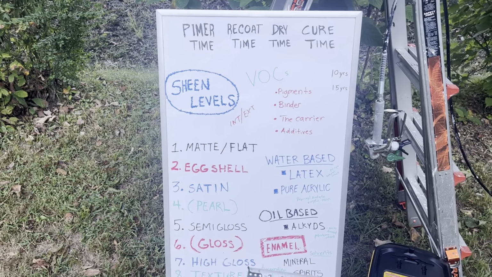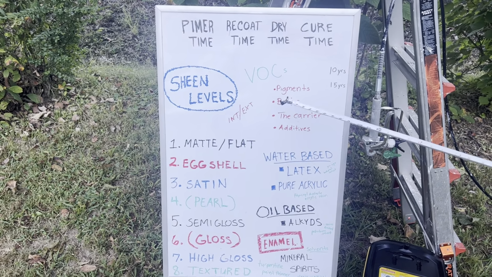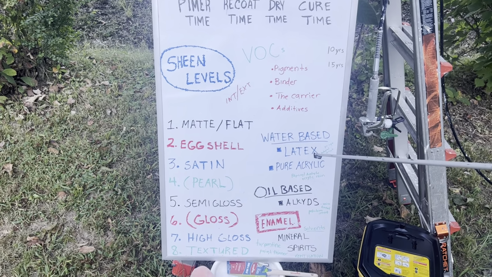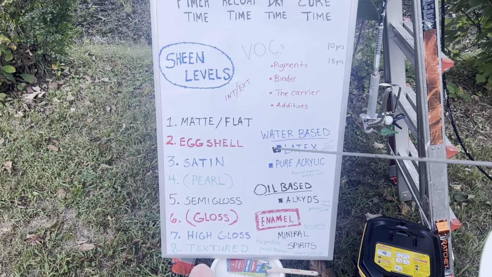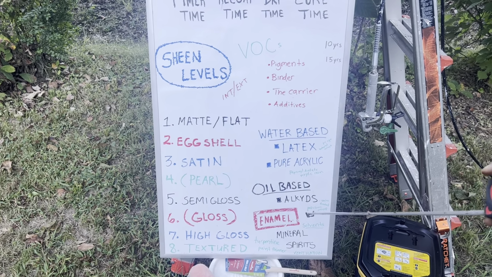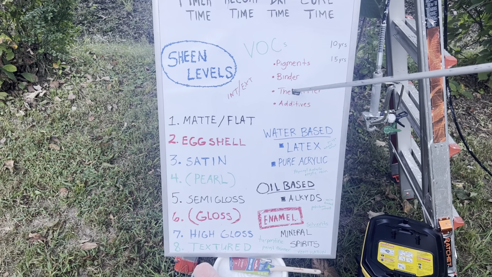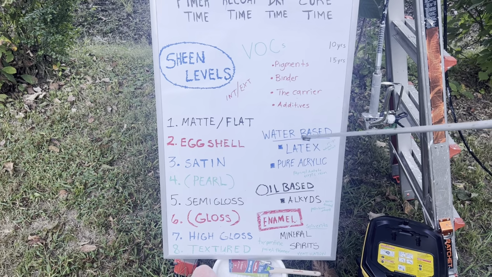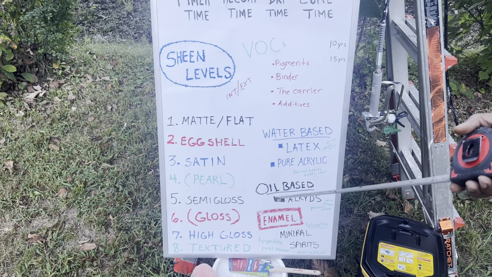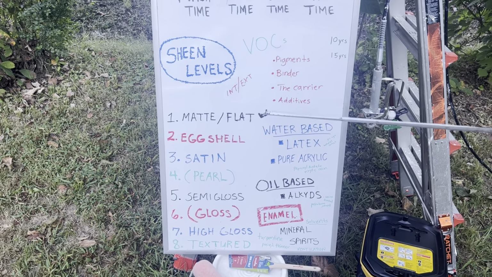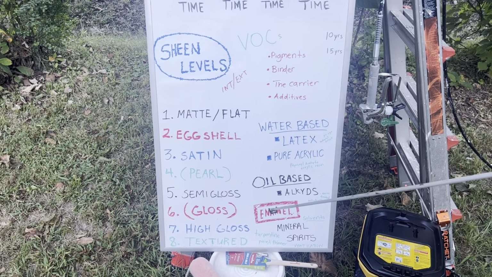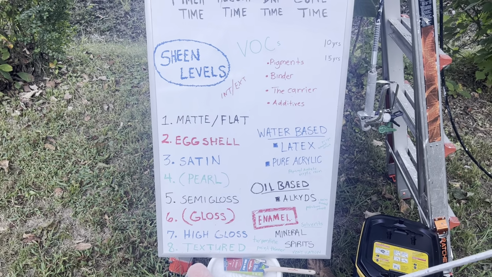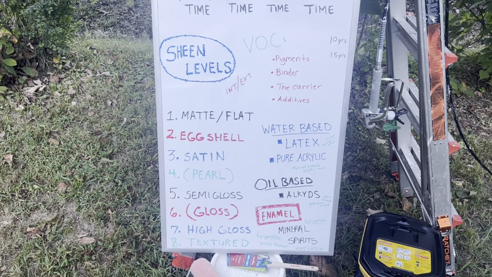Paint consists of 4 different parts. You've got your pigment, which is your color. You've got your binder: in water base, it'll be your latex or your pure acrylic, and in oil base, your binder would be your alkyds. You've got your carrier, which is your liquid. In water base, your carrier is water; if it's an oil base, your carrier is the oil or the petroleum. Then you have additives in your paint, which might be used for stability, or to defoam the paint, anything like that.